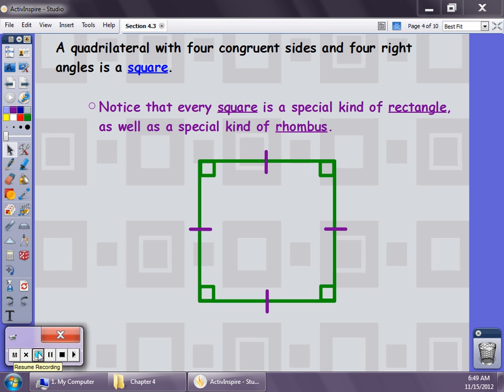A quadrilateral with 4 congruent sides and 4 right angles is a square. Notice that every square is a special kind of rectangle as well as a special kind of rhombus.